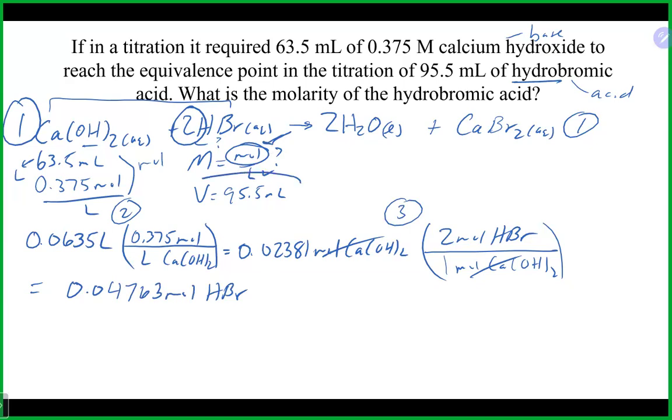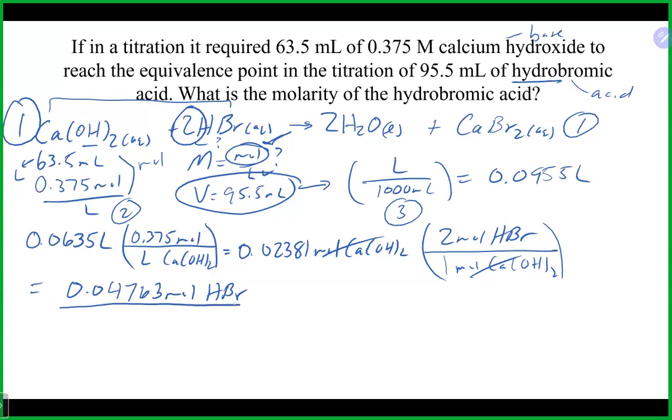By using stoichiometry, we now have the moles of our HBr. We were given the volume of HBr, so we can now find the molarity. We do want to be careful here. Molarity is moles per liter, so the volume of HBr that was given to us we need to convert into liters. That gives us 0.0955 liters, and that is what we want to divide by. Nothing's going to cancel in this case, so we'll divide by 0.0955.